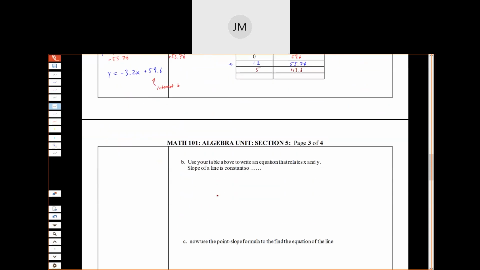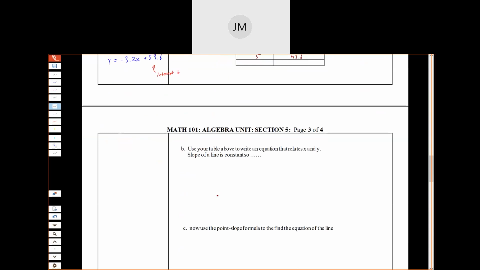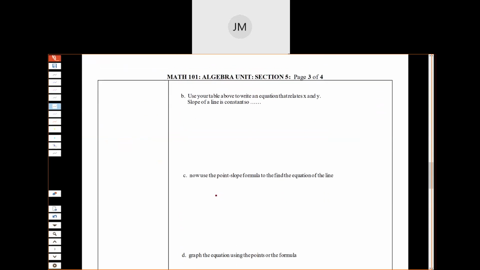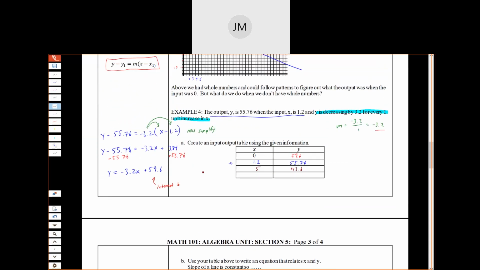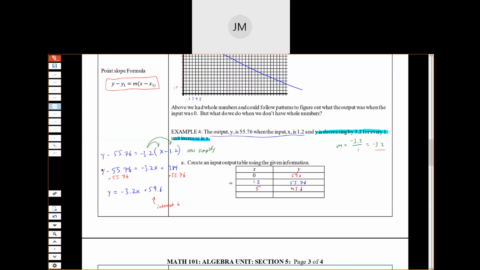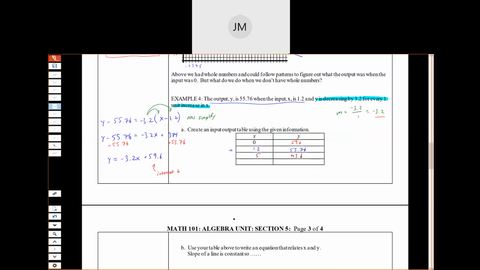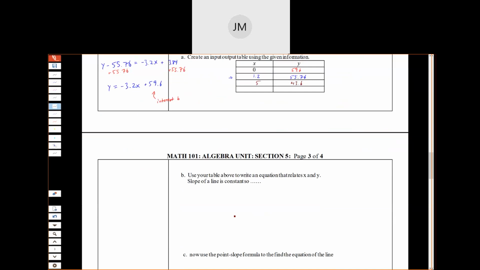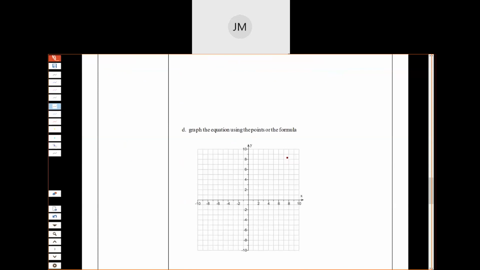Oh, I think I did these next two parts, B and C, over here in the margin instead of down below. So we'll just say, all right, C above. Now let's go ahead and graph this using the points or the formula.